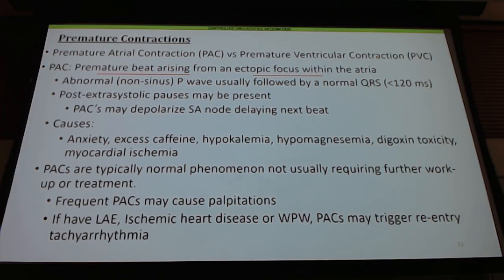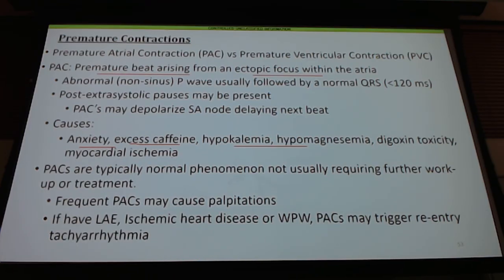With PACs, it's a premature beat arising from an ectopic focus. So this is not coming from the SA node necessarily; this is coming from something other than the SA node. Typical causes would be things like anxiety attacks, excessive caffeine, and low electrolytes. Normally, these don't really cause any problems. If you see PACs on an EKG and somebody is asymptomatic, it doesn't necessarily require you to do a workup on it.